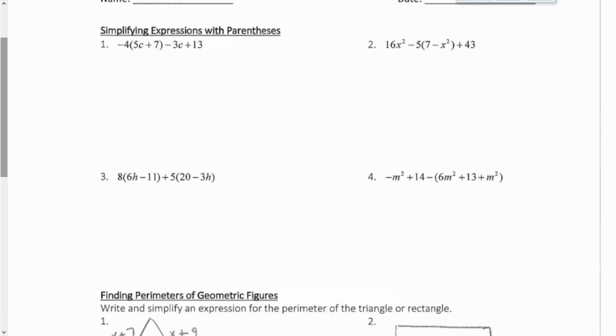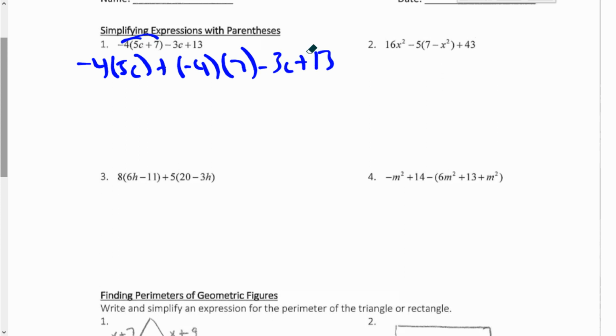On the back side of this page, we're just going to take the difficulty level up a little bit. So we're going to look at simplifying expressions that include parentheses. For number 1, anytime I have a number and then a quantity within the parentheses, I'm going to do the distributive property. So I need to distribute negative 4 times 5c plus negative 4 times 7. And then I have minus 3c plus 13.